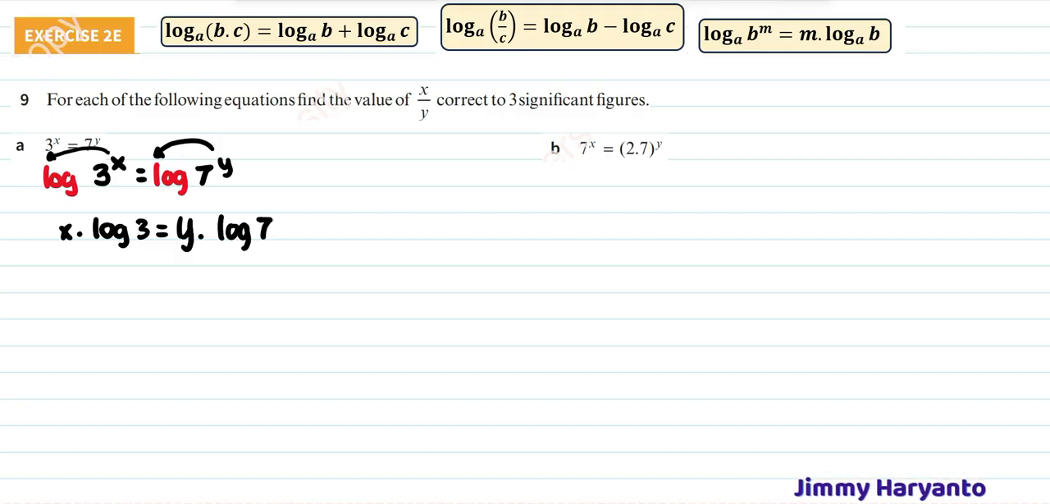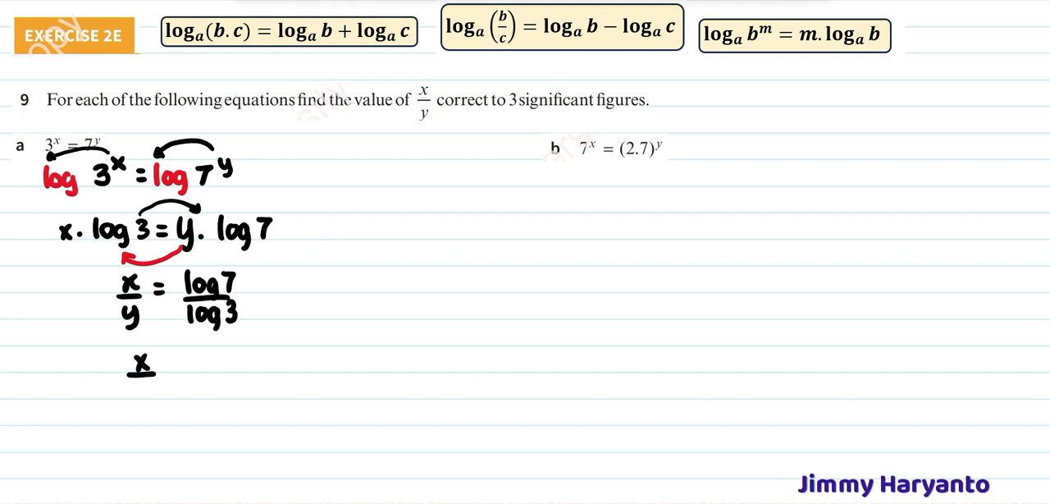And then since the question wants you to make it into x over y, I will move the y to the left hand side. I will have x over y, and then I will move the logarithm 3 to the right hand side. Okay, so x over y equals, you only have to calculate that using your calculator. You have 1.77 as the result.